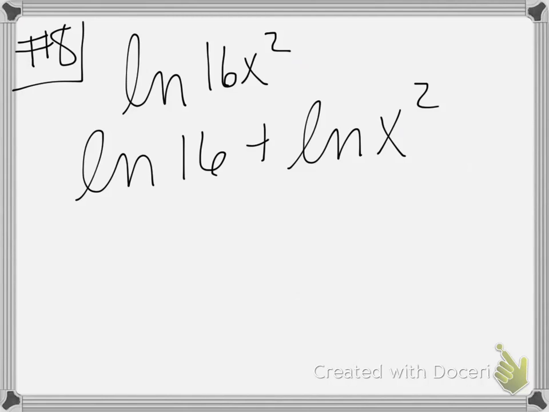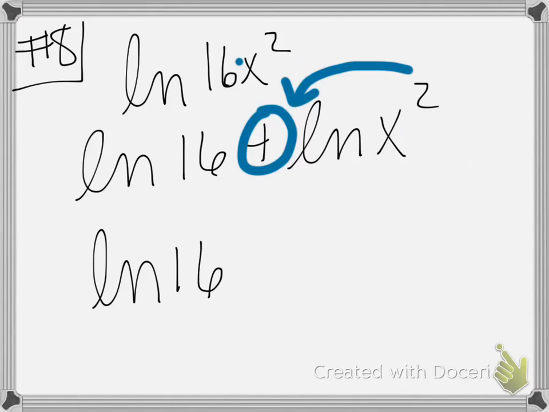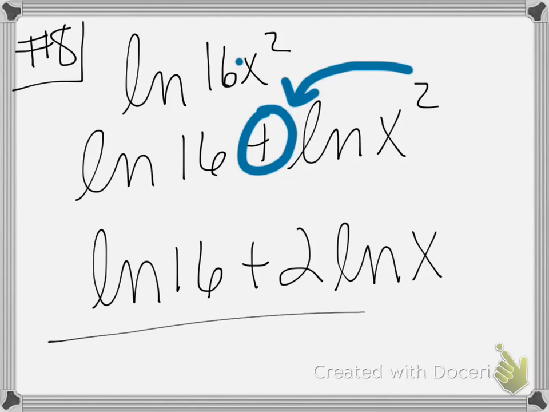For ln of 16x squared, it's 16 times x squared. The times becomes plus. Now I'm going to move this exponent to the front, which will make me have ln 16 plus 2 ln x. And luckily, with ln, you don't have to worry about what the base is.